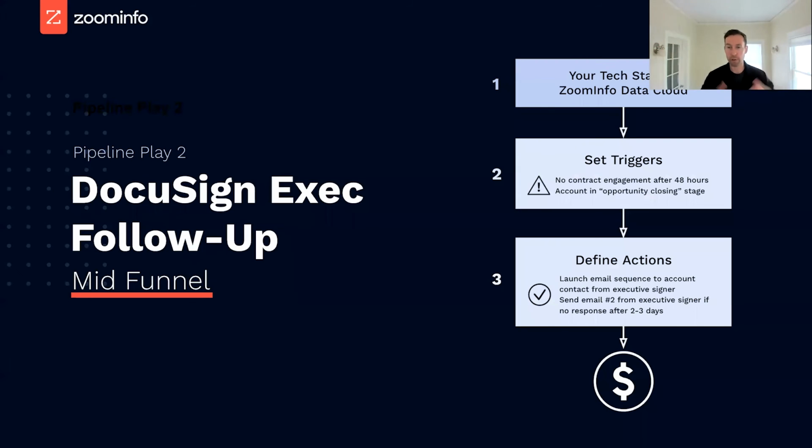Number two, moving down the funnel, here's more of a mid-funnel one. Imagine you have a really exciting prospect in the opportunity closing stage. The sales rep has sent them the DocuSign, but there's been no engagement in that DocuSign for 48 hours. You should be getting nervous, right? Rather than relying on the sales rep to be right on top of it, you can automate some of this. You could define an action that launches an email from an executive at your company to the executive signer on the other side, just to check that everything's okay.